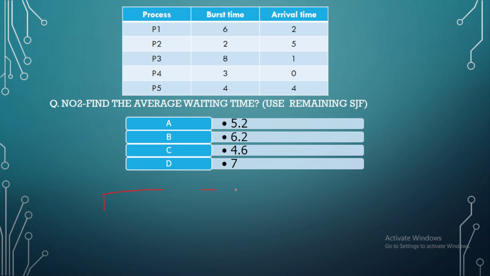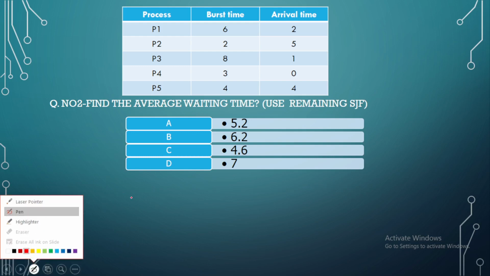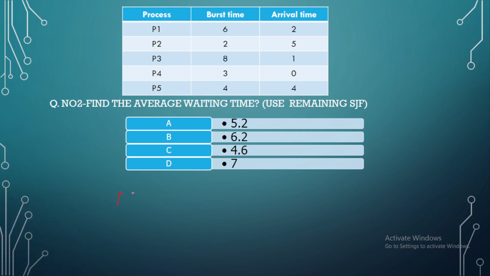Here is the same Gantt chart with one-second intervals. Now we start at 0. At the 0th second we have no processes. P4 is the only process here, so P4 is given the CPU at the time of 1. At the 0th second we have only P4 with the execution time 3.